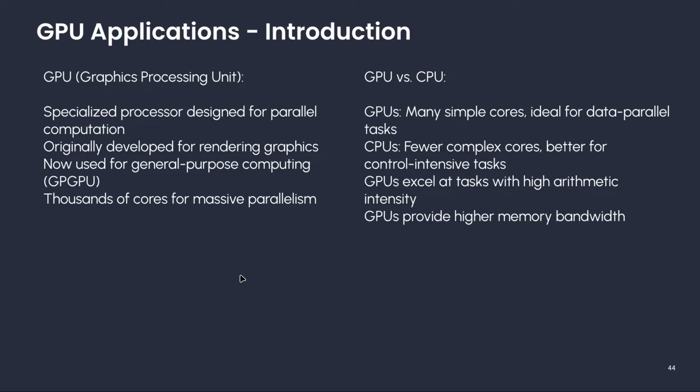So GPU versus CPU. GPU मध्ये thousands of simple cores, ideal for data parallel tasks. CPU मध्ये fewer complex cores, better for control intensive task. GPU task हे हाय अरिथमेटिक टास्कसाठी बरे असतात आणि हायर मेमरी बँडविड्थ असते.